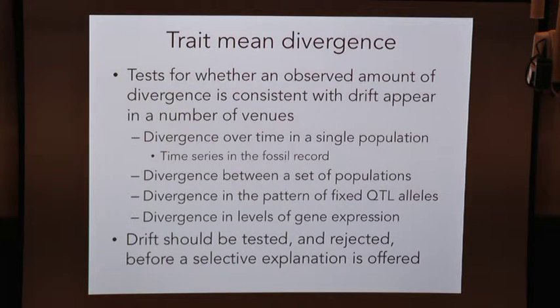As I mentioned, traits can diverge. Tests for whether an observed amount of divergence in a trait mean is consistent with drift appear in a number of very different settings. Number one, I could look at divergence over a single population. One of the first applications of this was Russ Lande, who took a fossil time series and asked, with no genetics, can we ask if the amount of change was more or less than we expect from drift alone? You can also look, in ecological settings, at divergence between a set of contemporaneous populations. You can look at the pattern of divergence of fixed QTL alleles.